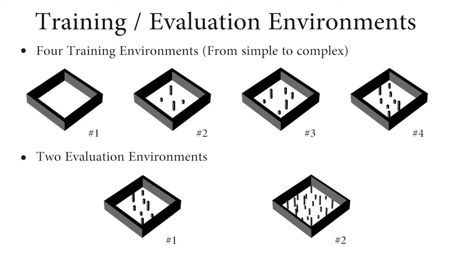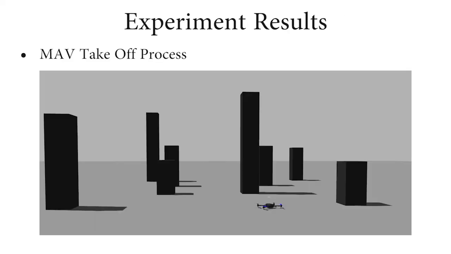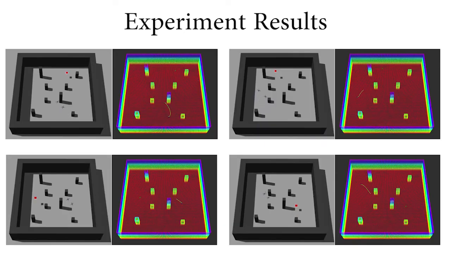and improve performance. For evaluation, we set up 2 environments to test our algorithm. One is similar to the last training environment, the other is larger and more complex. For training or evaluation, the MAV takes off to a fixed altitude from a random starting point in the ground at the beginning of each episode. In order to demonstrate our experiment result intuitively, we select some evaluation trajectories to show.